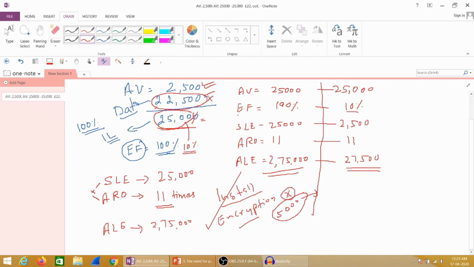TCO, that means the software cost, the installation cost, the manpower cost, the maintenance and everything put together is your TCO. If your TCO is 5,000, that means by spending 5,000, you saved a lot of money here, 2,75,000. Otherwise, you will lose that if it occurred 11 times, and here it is 27,500 only. This calculation is only for you to understand the concepts. There are a lot of things you need to understand in the risk calculation. Let's go back to the slides.